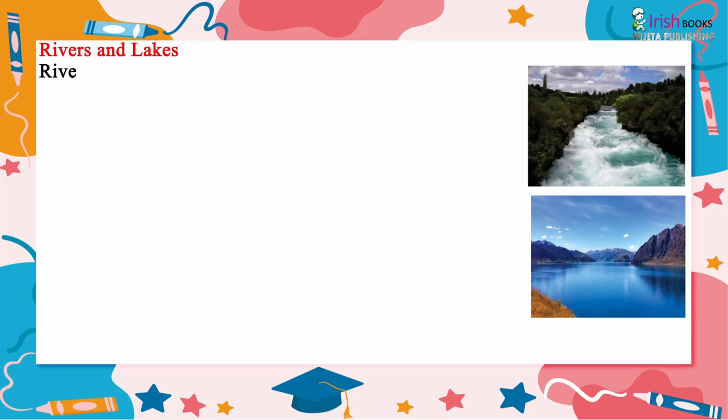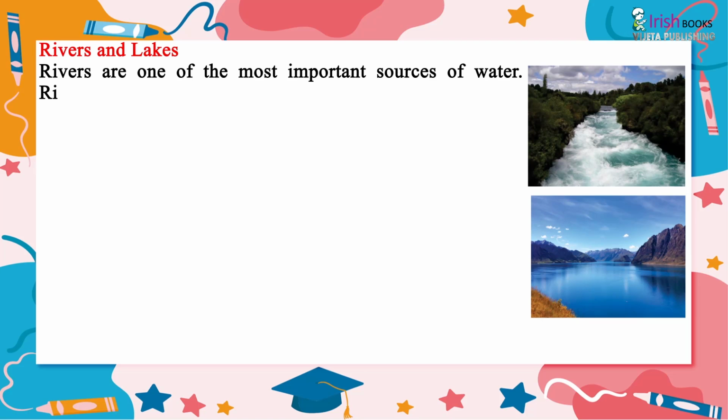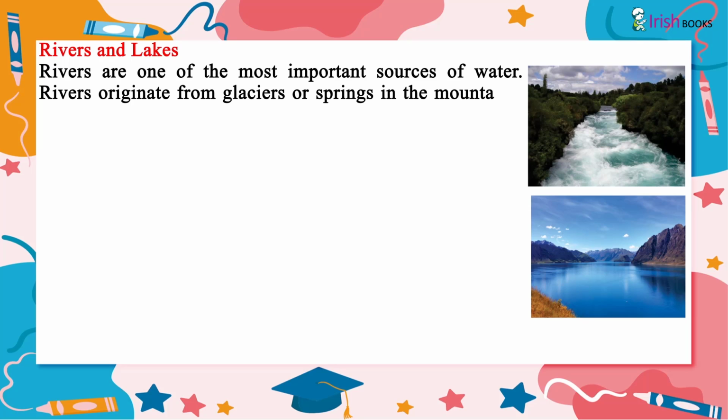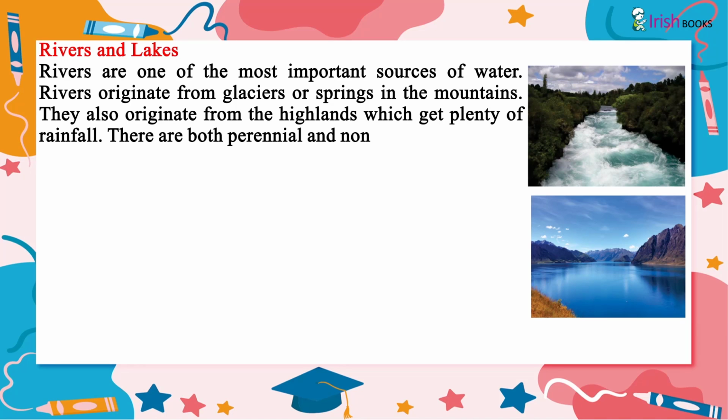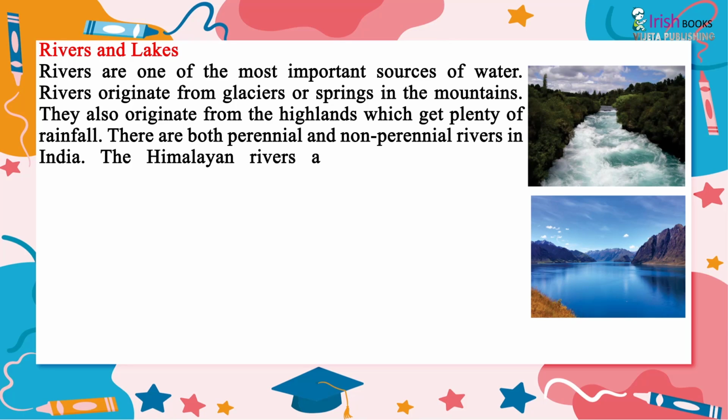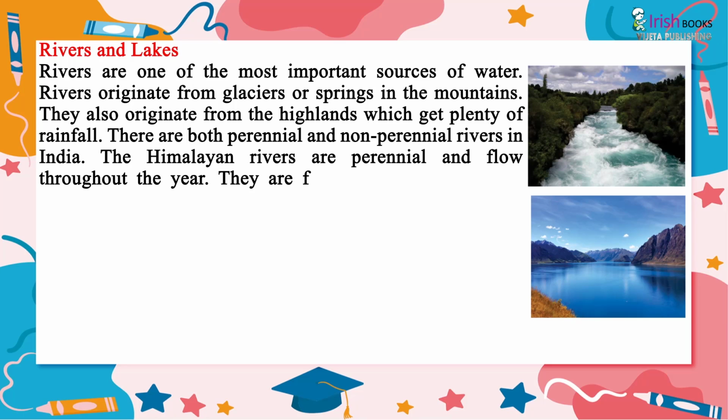Rivers and lakes. Rivers are one of the most important sources of water. Rivers originate from glaciers or springs in the mountains. They also originate from the highlands, which get plenty of rainfall. There are both perennial and non-perennial rivers in India. The Himalayan rivers are perennial and flow throughout the year.